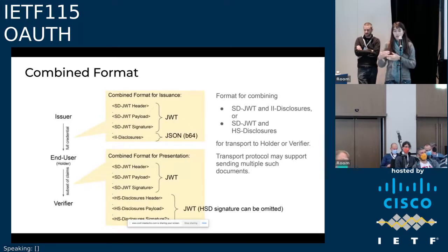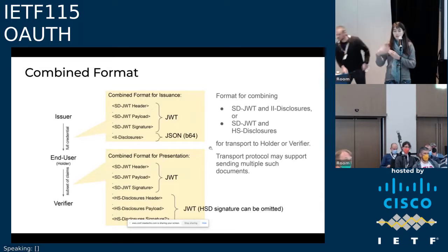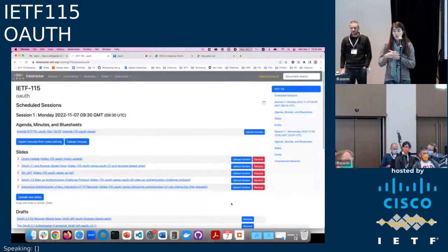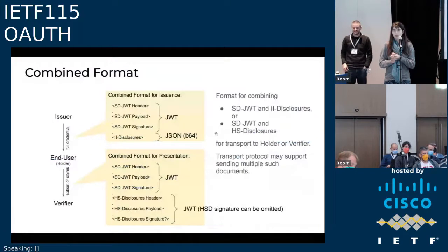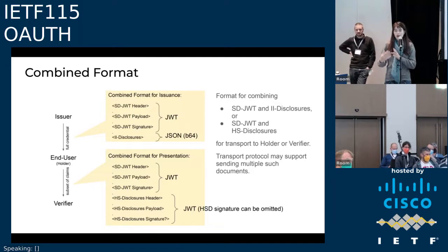And from the end user to the verifier, that's where we introduced the concept of combined format for presentation, which consists of 6 dot separated parts when the holder binding is required, meaning the first 3 are always a JOT, the issuer signed SD JOT, but the last 3 are holder selected disclosures JOT, and the last signature could be optional if there's no holder binding required. So these are the 2 basic units that are going to be transported between these entities. How they're actually being transported is out of scope, so that's up to the transport protocol. But just to clarify that this is a basic unit.